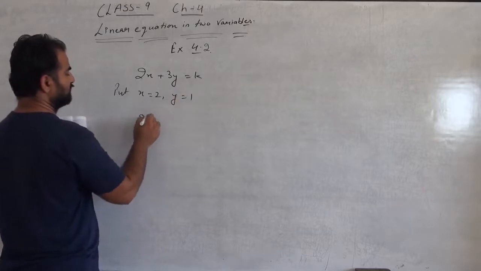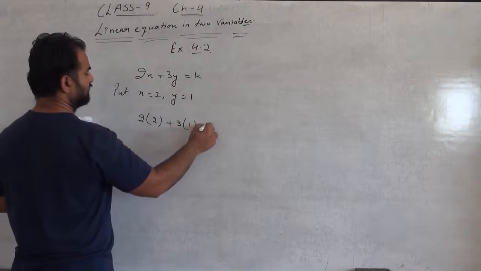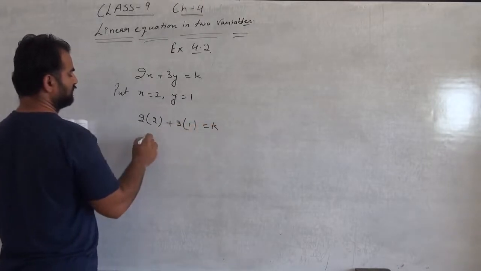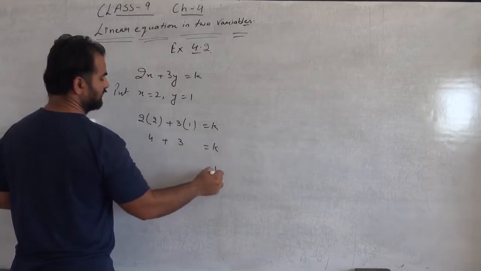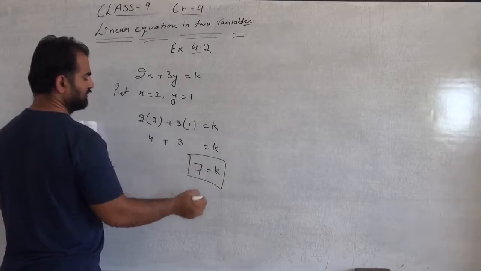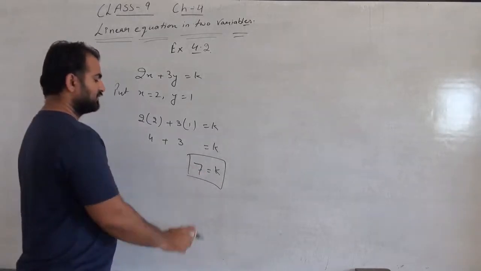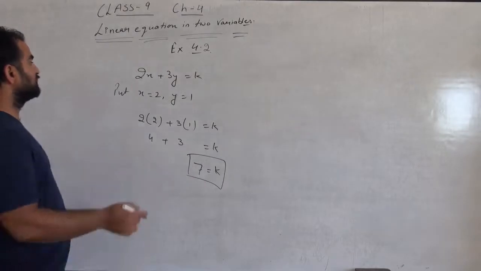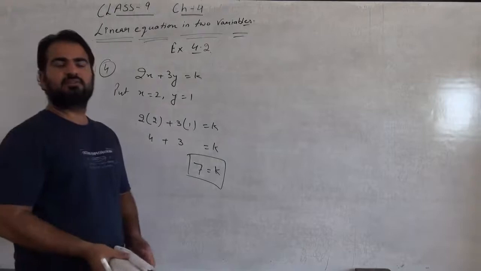So it will be 2 multiplied by 2 plus 3 multiplied by 1 equals to k. 2 into 2 will be 4, 3 into 1 will be 3 equals to k, and k is equals to 7. This will be your final answer. Okay, so class, k will be the final answer of question number 4, and which is equals to 7.